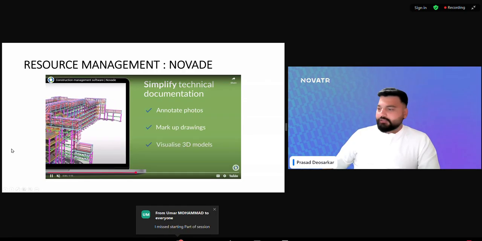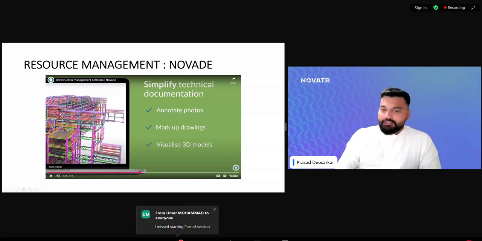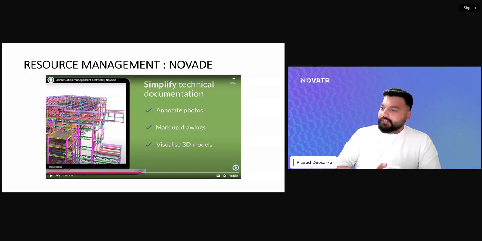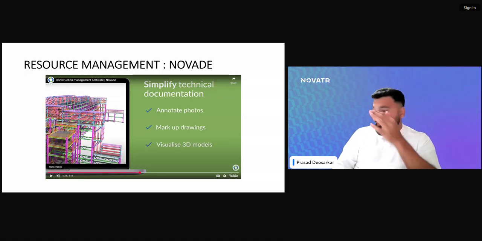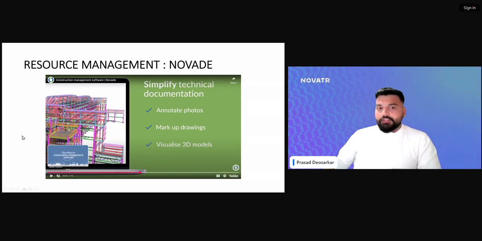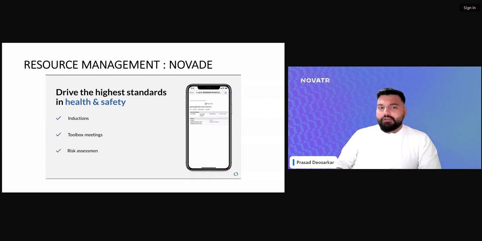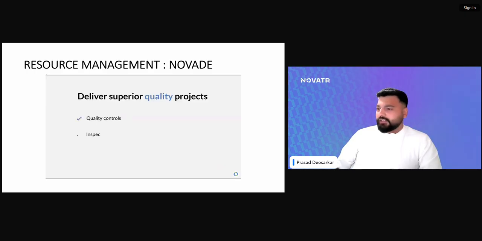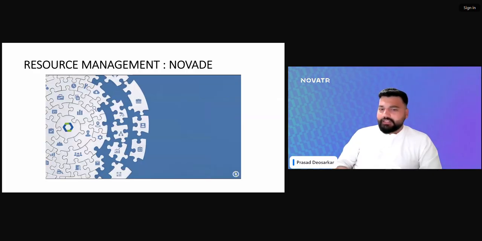You can visualize 3D models, of course, because when I started the session, I told you resource management is a part of BIM. It is done via parameters that you can link together with the BIM models, and then link up to certain platforms like this, like how we saw in Navisworks, in Synchro, in Costex, and how we are seeing it now for Novate. Typically, with Novate you can also do inductions, toolbox meetings, risk assessments, permit to works, inspections, issues, photos, quality controls, snags, and non-compliance reports.